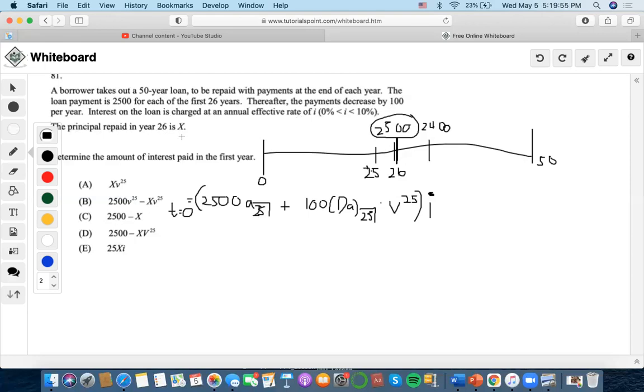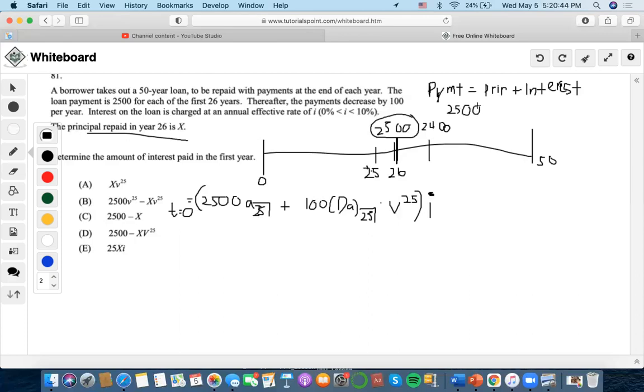Okay, so we want to find out what is happening in year 26 and what makes the principal being repaid X, right? Well, we want to go back to the principle that a payment will always consist of interest plus principal, right? So that means that the payment minus interest will equal the principal, which equals X, occurring at time 26. So what are our payments every year? Okay, our payments are $2,500 every year.